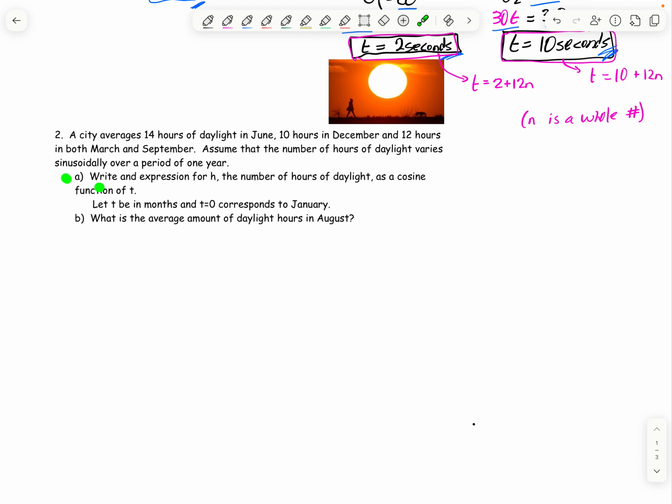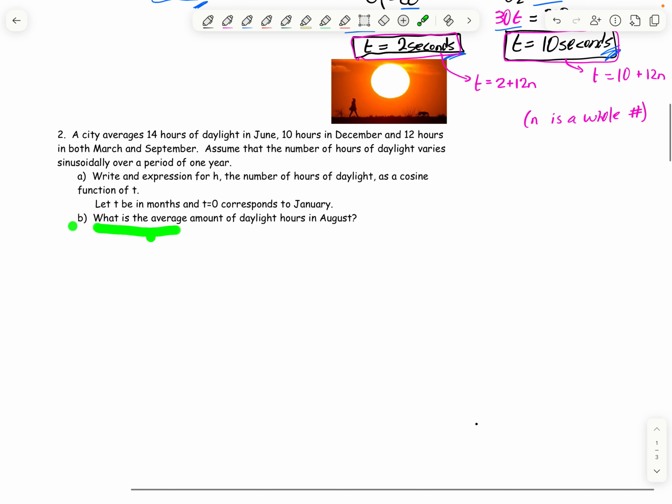So for part A, write an expression for h, the number of hours of daylight, as a cosine function of t. Let t be in months and t equals 0 correspond to January. And for B, what is the average amount of daylight hours in August? Okay. So we need to write a cosine function for h, which is the number of daylight hours as a function of t, where t is months and t equals 0 corresponds to January. Okay. So let's identify the max and the min here.